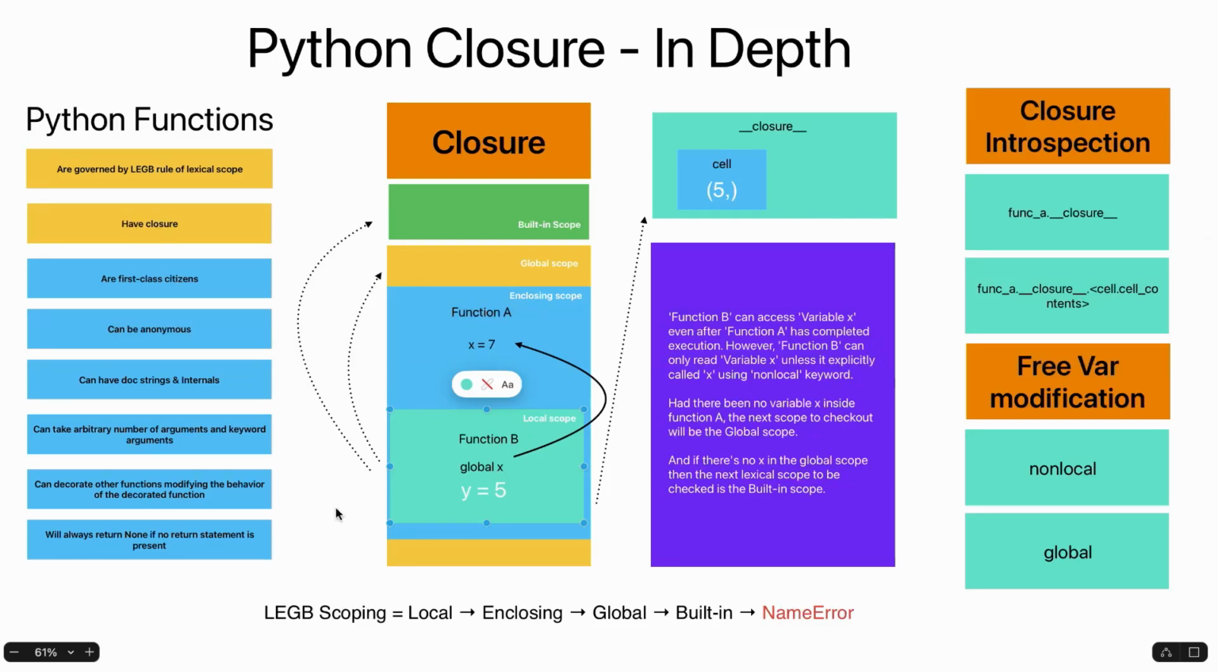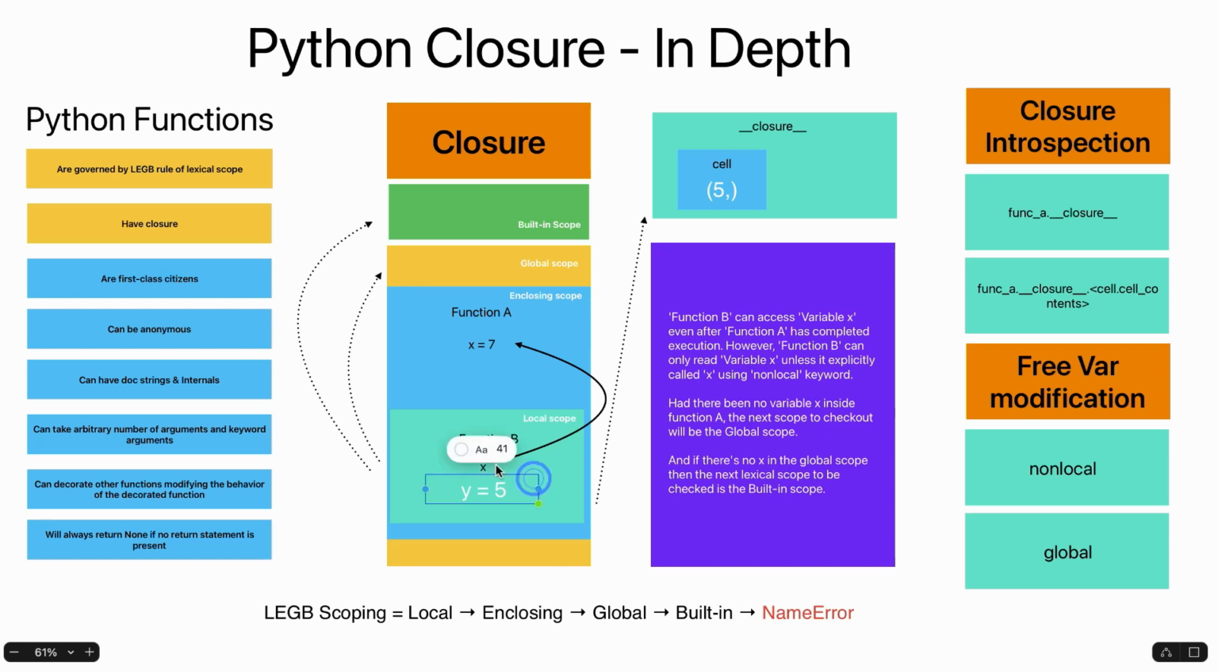Hi, in this video I'll be talking about functions in Python, focusing on closure and lexical scope. I'll start with lexical scope. Lexical scope is a method used by Python to determine the values of variables and where variables can be found.